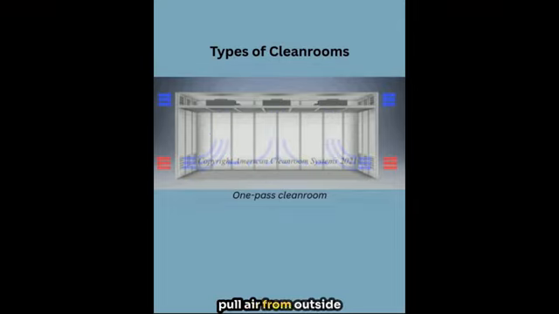One-pass clean rooms pull air from outside the clean room using HEPA fan filter units, push the filtered air into the clean room, and then finally exhaust the air back outside the clean room. One-pass clean rooms do not have the same temperature or humidity control. The one-pass design is typically used to save money, or if air outside the clean room is already being temperature controlled.